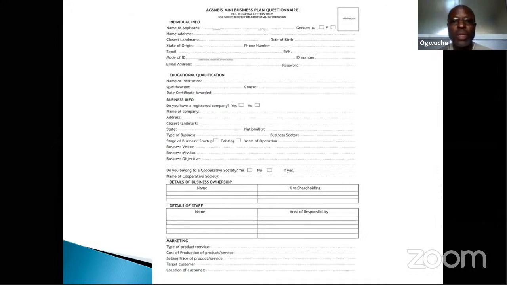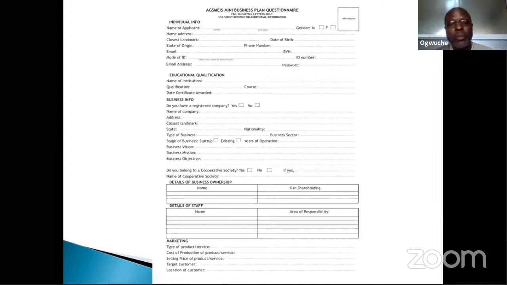All right, so that's the first page of the form. It's called the Agnes Mini Business Plan Questionnaire. I'm sure you are all familiar with it. I want to believe that we have all seen this form. If you haven't seen it, then of course you just follow carefully. Because if we're going to do the business plan for you, we'll be sending you a copy to complete. So if you're able to get acquainted with it, it will be worthwhile.